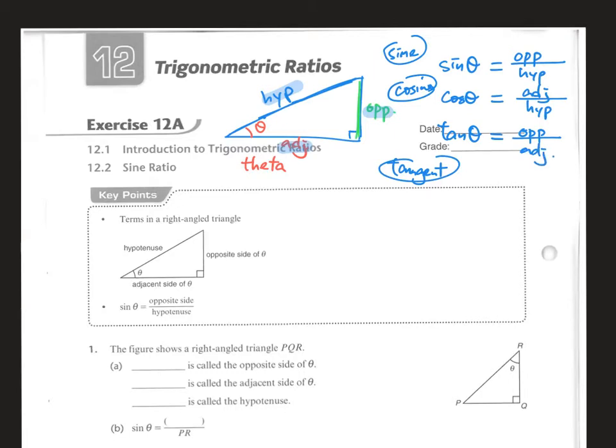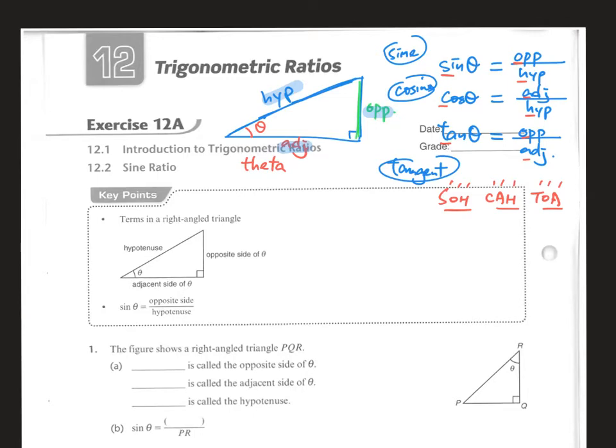You can listen to some songs about sine theta, cosine theta, tangent theta, which help you to remember the ratios. Sine is opposite over hypotenuse, so SOH. Cosine is adjacent over hypotenuse, so CAH. Tangent is opposite over adjacent, so TOA. There's a song on YouTube called Soh Cah Toa, and you may listen to see whether it helps you remember. But you need to remember that sine is opposite over hypotenuse, cosine is adjacent over hypotenuse, and tangent is opposite over adjacent.